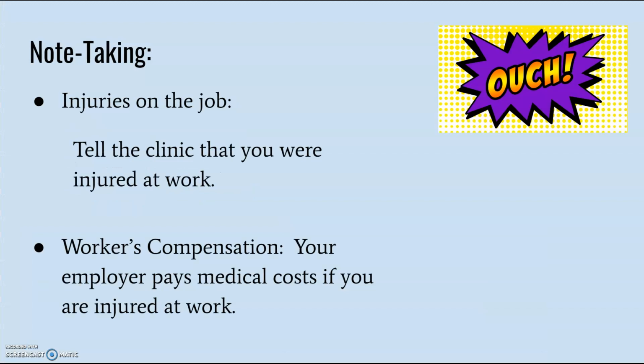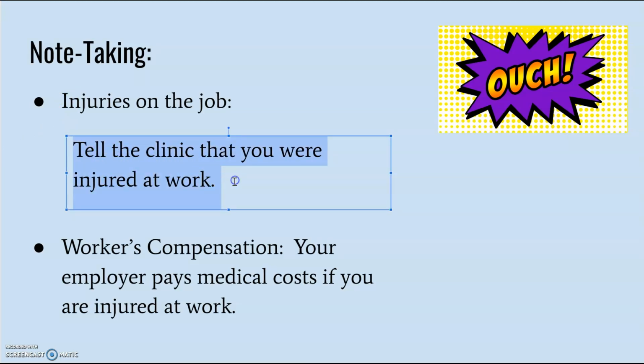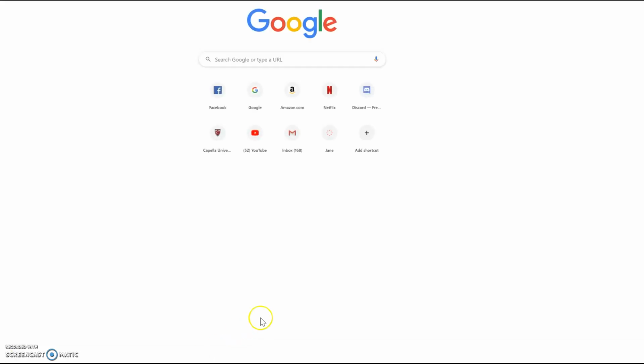Injuries on the job. So let's imagine that you do get hurt. Hopefully that doesn't happen, but it can. Let's say you cut your finger and you need a couple stitches. That's happened before in our program. Here's what you need to do. If you're injured at work, tell the clinic that you were injured at work. Very important.